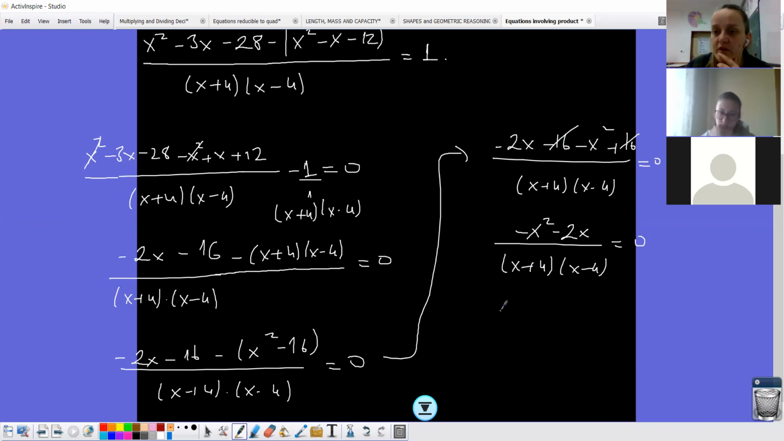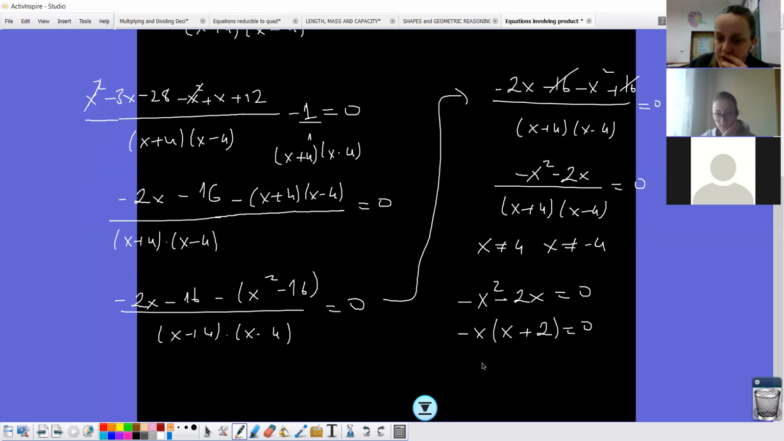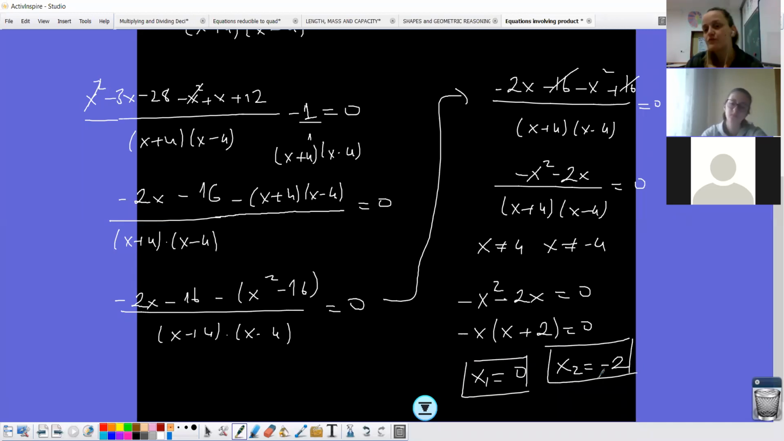Now, what we know from the denominator is that x cannot be 4, x cannot be minus 4. Now I am taking the numerator, minus x squared minus 2x is equal to 0. If I take minus x in front of the parentheses, here I will have x, here I will have plus 2 is equal to 0. So from here I will find x1 is equal to 0, x2 is equal to minus 2. Do we have anything with this? No. So both of them are our solution.